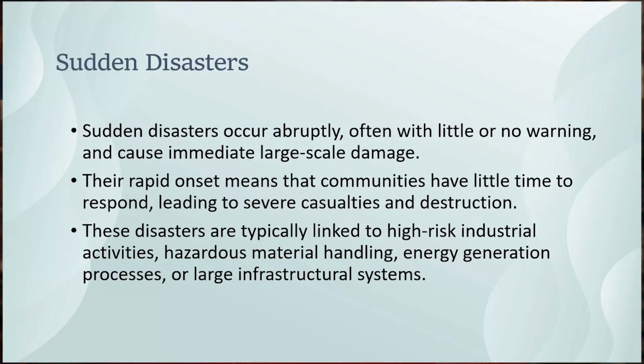Now, coming to the type of sudden disasters. Sudden man-made disasters occur abruptly, often with little or no warning, and cause immediate large-scale damage. Their rapid onset means that communities have little time to respond, leading to severe casualties and destruction. These disasters are typically linked to high-risk industrial activities, hazardous material handling, energy generation processes, or large infrastructure systems.